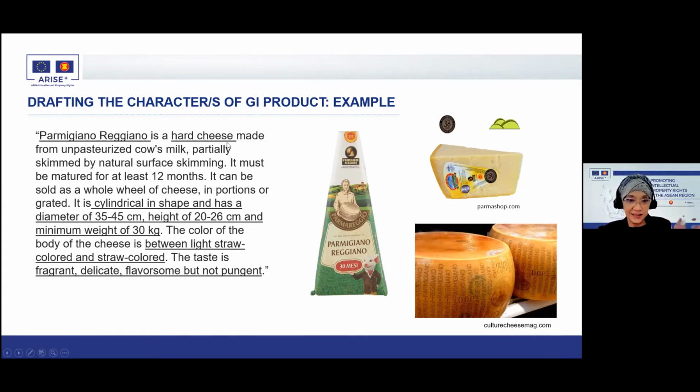I underlined the characters. Hard cheese made from unpasteurized cow's milk, partially skimmed by natural surface skimming. It must be matured for at least 12 months. It can be sold as a whole, like this, a whole wheel of cheese, in portions or grated. It is cylindrical in shape and has a diameter of 35 to 45 centimeters, height of 20 to 26 centimeters, and minimum weight of 30 kilograms.